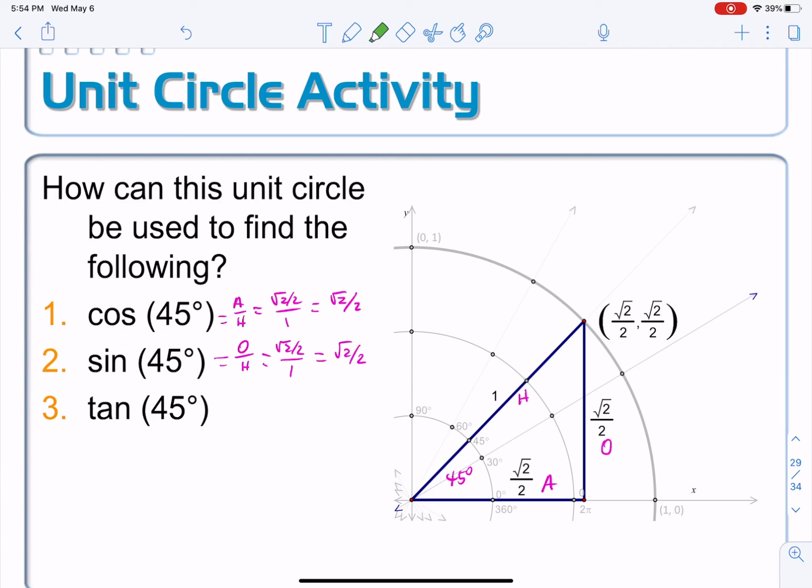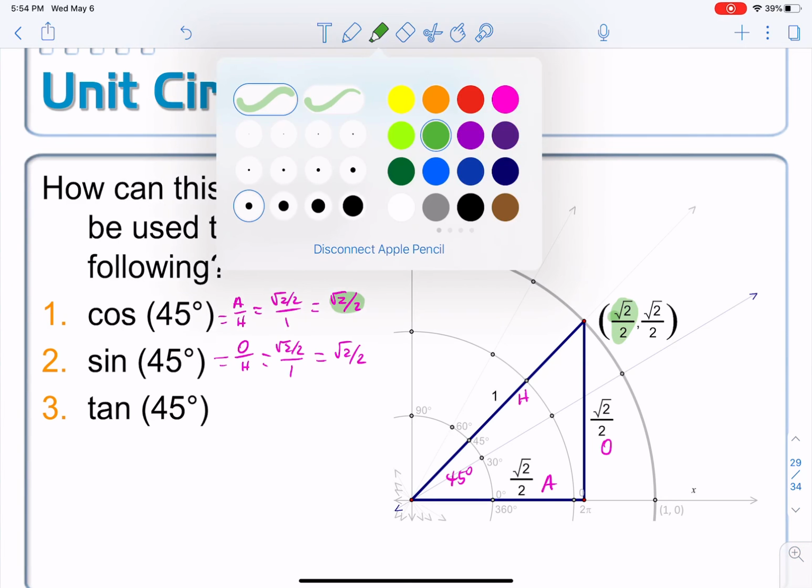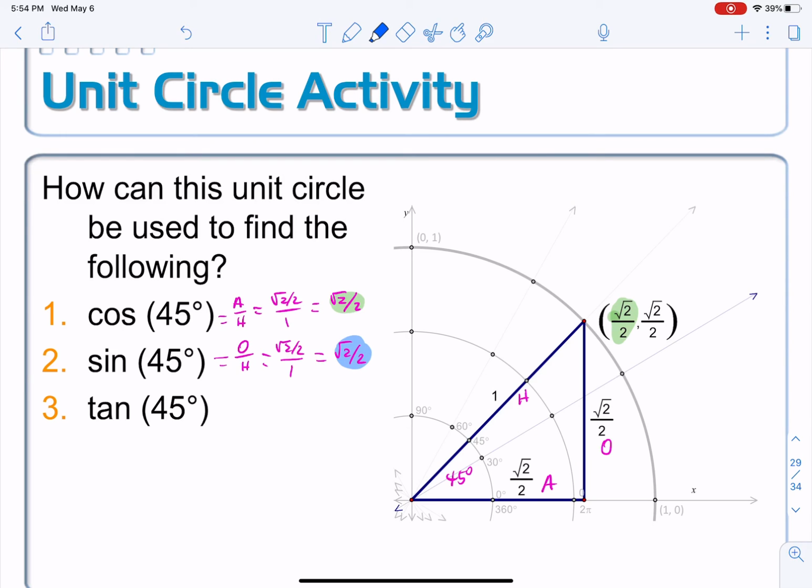Hey, look. That exactly matches up with my x-coordinate. I'm guessing I'm going to have to do blue this time. That matches up with my y-coordinate. It's pretty easy to get these things mixed up since they're exactly the same, but the same relationship holds from that 30, 60, 90 triangle that we looked at before. Okay, and then this last one for tangent should be opposite over adjacent, opposite root 2 over 2, adjacent root 2 over 2. Anything divided by itself is 1. Tangent is just equal to 1. Tangent of 45 degrees is equal to 1.